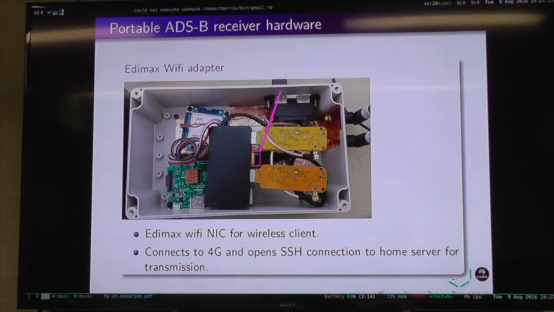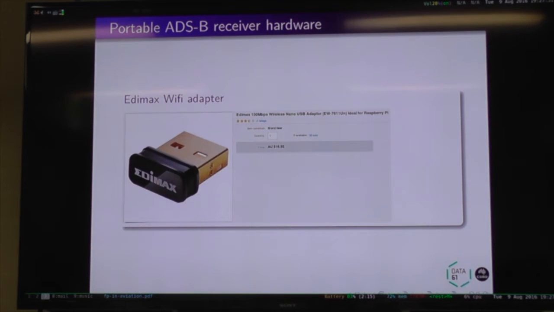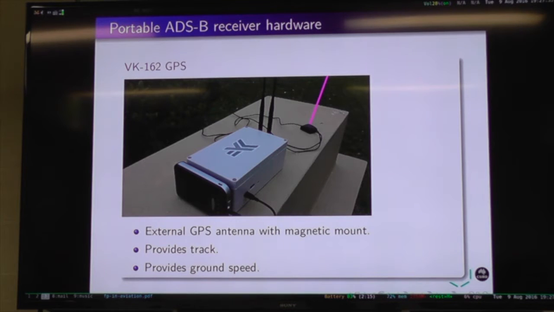So the Raspberry Pi has onboard Wi-Fi, and it is broadcasting a Wi-Fi signal. There's also a Wi-Fi client. And so what this device does is it connects over SSH to my house and broadcasts everything that it is receiving on its sensors. That costs that much. That's a GPS antenna. I could, for example, mount it on the outside of a metal aircraft. It provides track and ground speed.